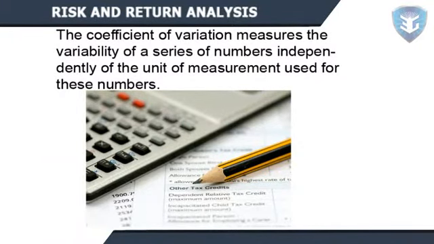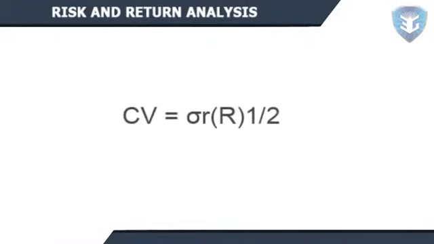Coefficient of variation. The coefficient of variation measures the variability of a series of numbers independently of the unit of measurement used for these numbers. In order to do so, the coefficient of variation eliminates the unit of measurement of the standard deviation of a series of numbers by dividing it by the mean of these numbers. CV is equal to sigma R over R bar.